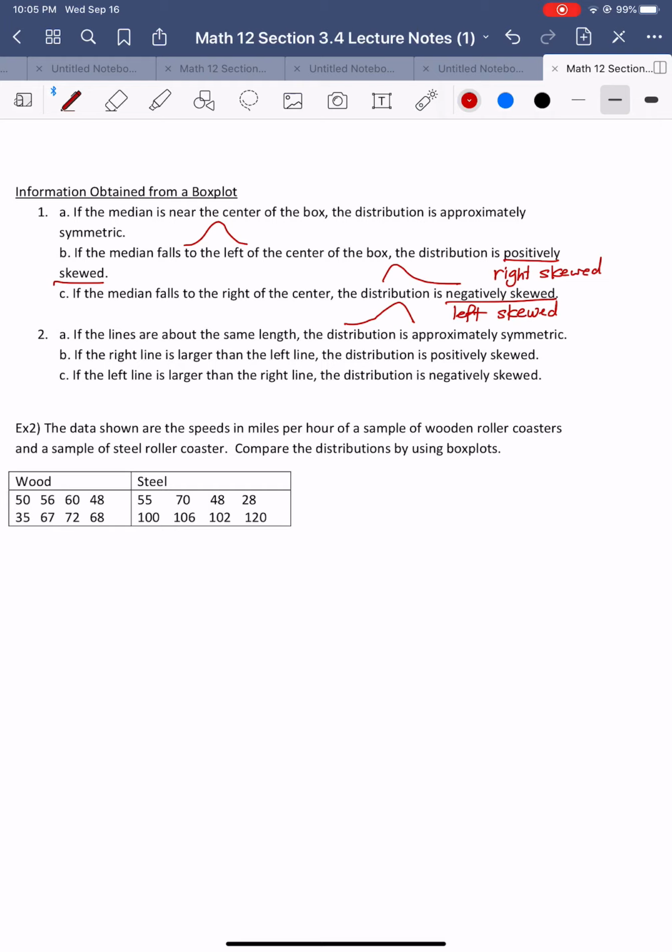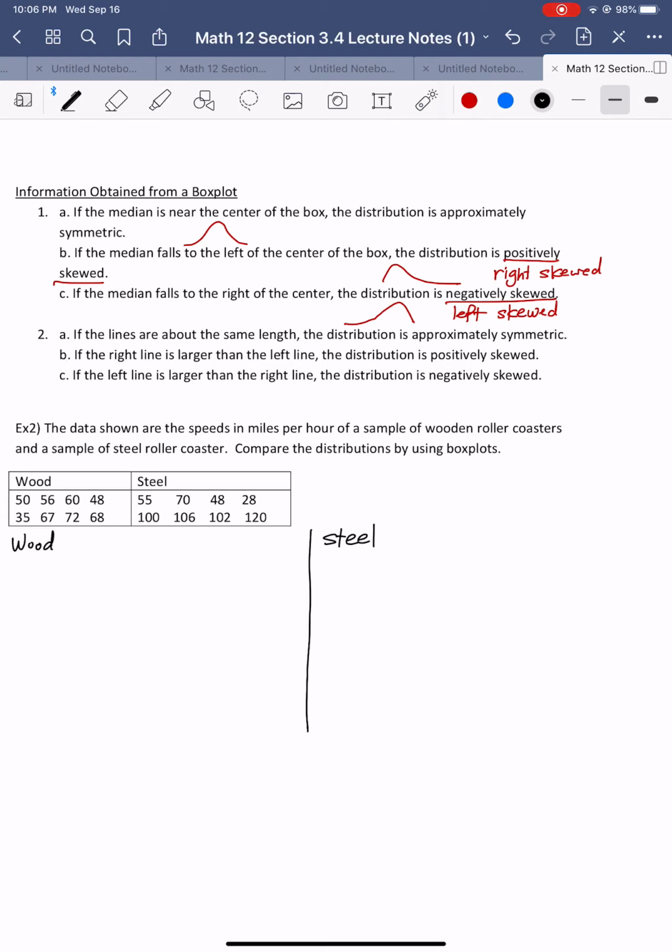All right, so the data shown are the speeds in miles per hour of a sample of wooden roller coasters and a sample of steel roller coasters. Compare the distributions by using box plots. Okay, so we're going to compare this. Let me divide here, so one part is about the wood roller coaster, and the other one is steel.